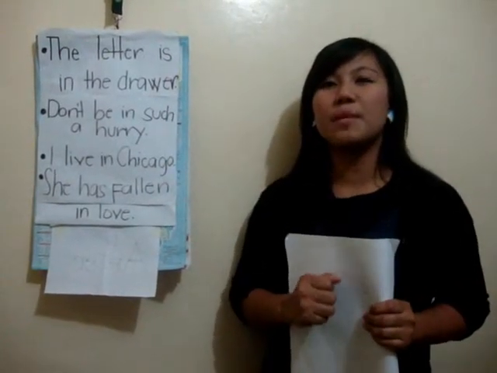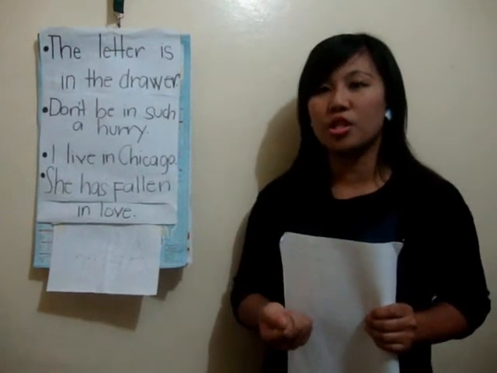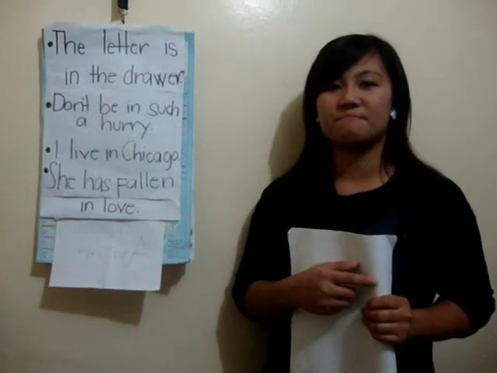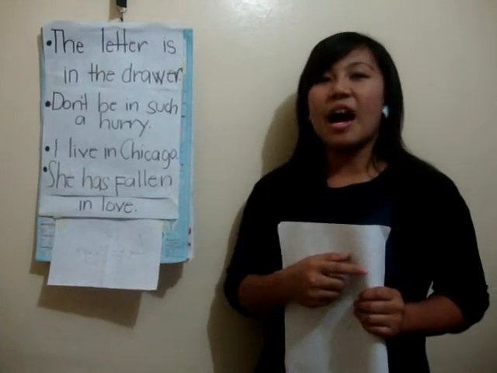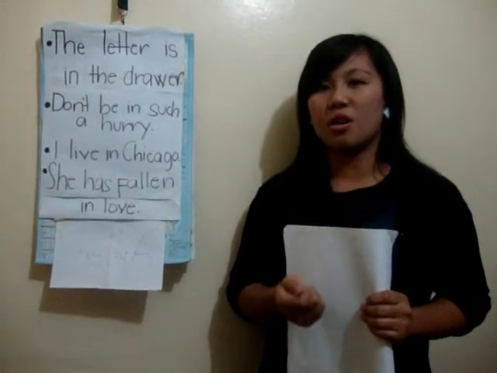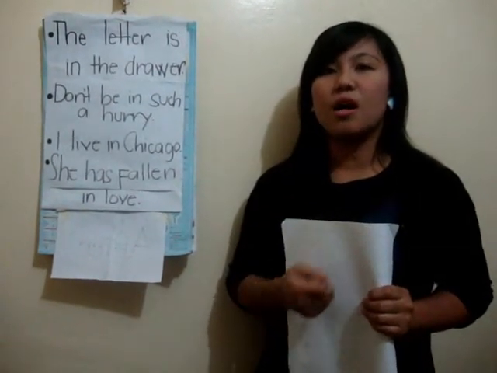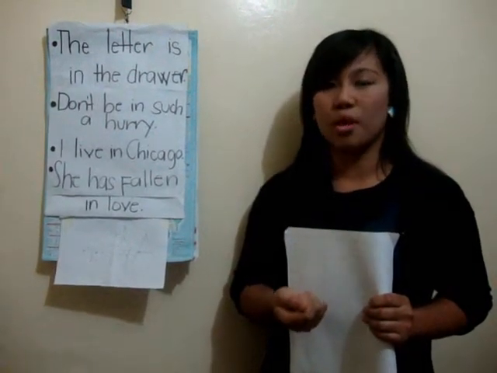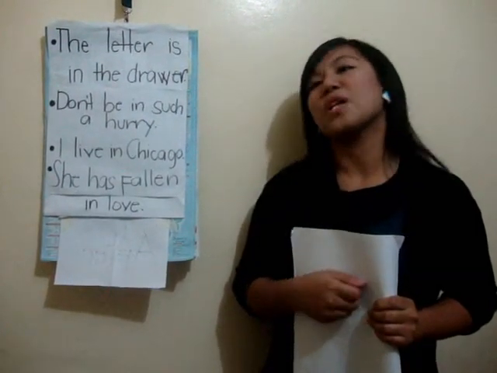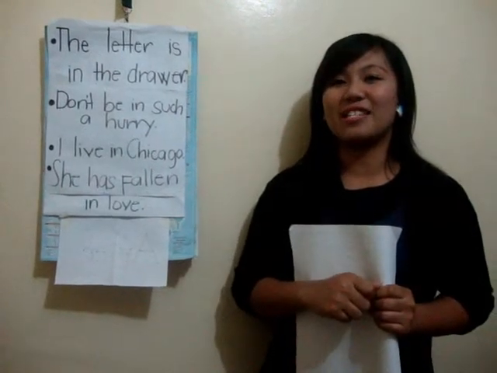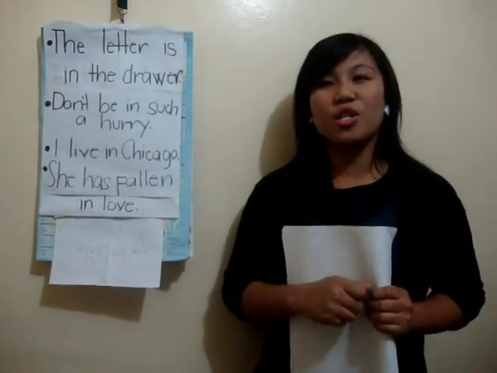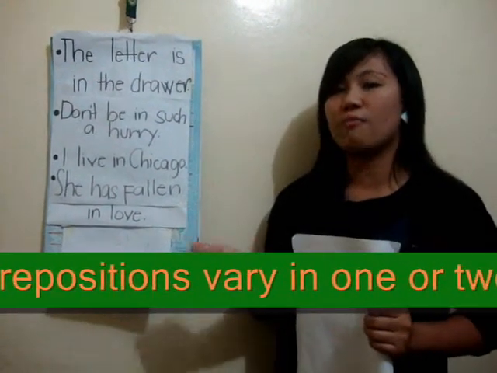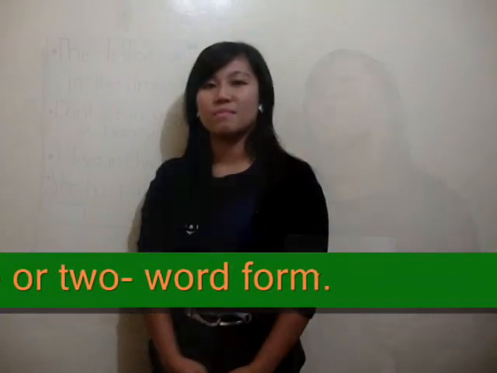But now, can you give me more examples of prepositions which are two-word or complex prepositions? Yes, out of, such as, because of, due to, apart from are all examples of two-word or complex prepositions. You really listened to your elementary teachers. With the examples you've given, it indicates that prepositions vary in one- or two-word form or structure.